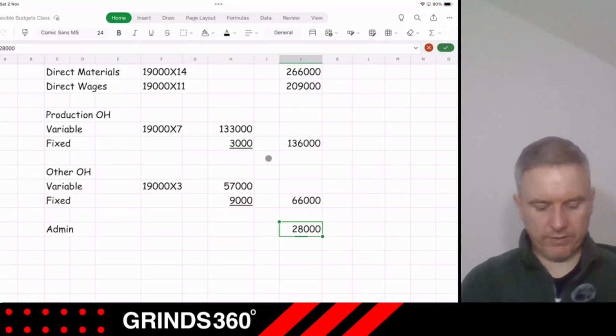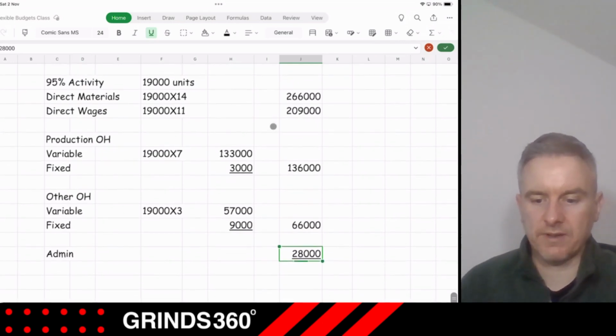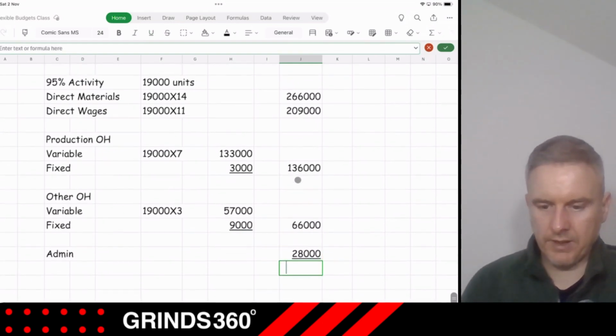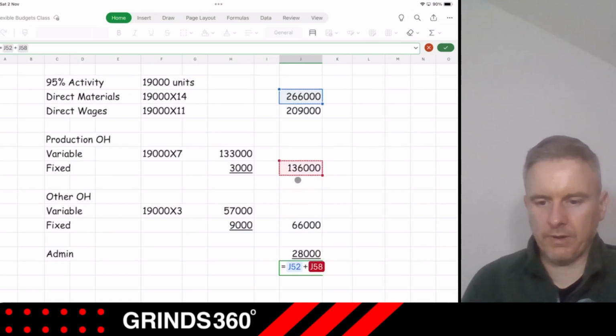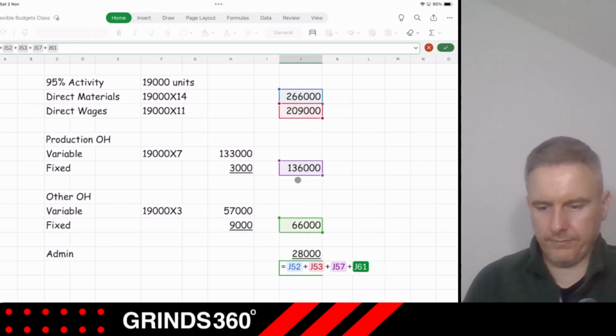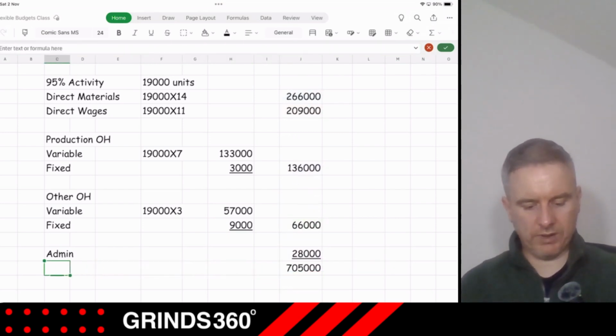So you now have your total cost. When you produce 19,000 units, this is the cost it's going to come in at. So you're going to take all of these and just add them together. Just highlighting them there so as you can see the figures that are being added. So 705. So that is your total cost.